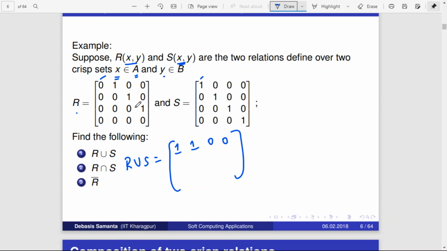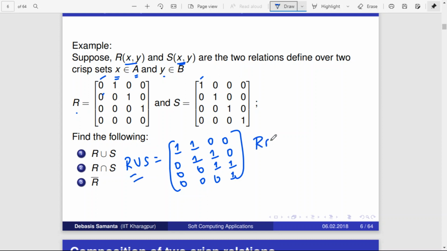0 and 0, max is 0. 0 and 1, max is 1. 1 and 0, max is 1. 0 and 0, it is 0. 0 and 1, it's 1. 1 and 0, it's 1. Then coming to the last row, 0 and 0, it is 0. Again 0 and 0, 0. 0 and 1, it is 1. So this is how we define R union S.